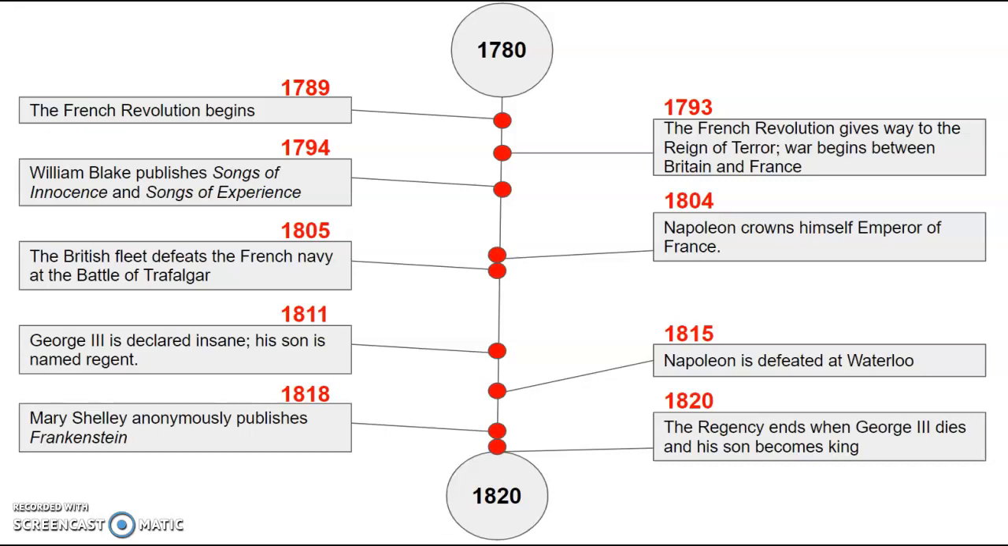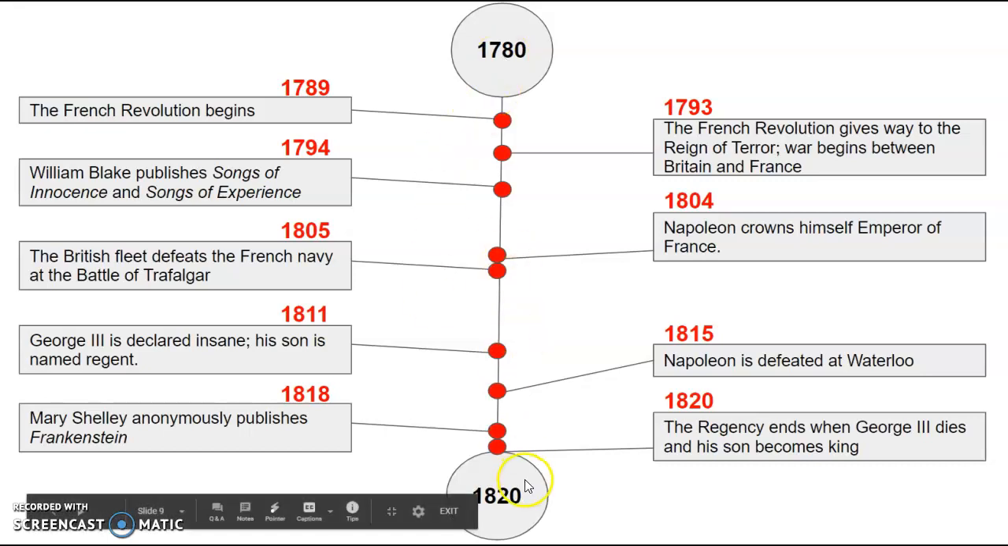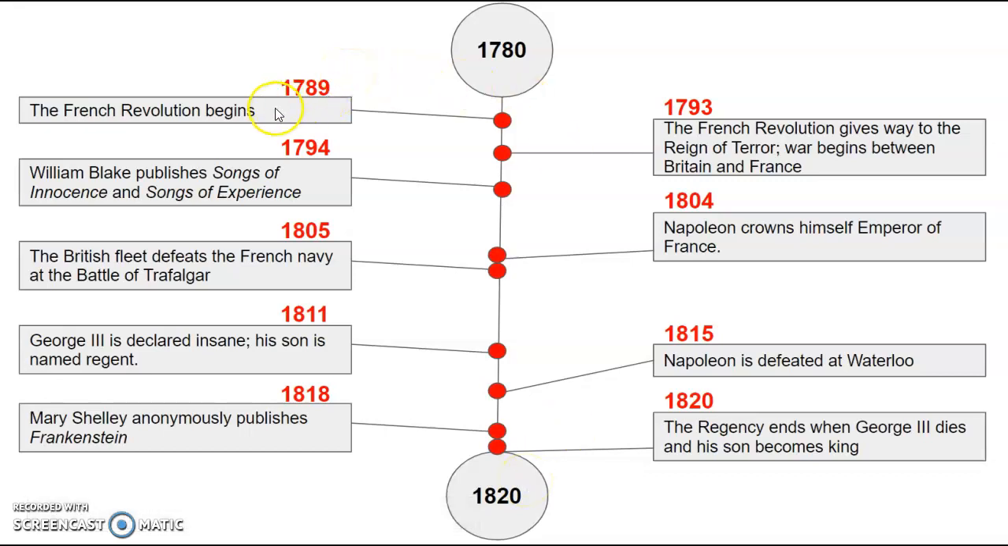So let's take a peek at the timeline from 1780 to 1820 for those who prefer the visual. In 1789, the French Revolution begins. 1793, the French Revolution gives way to the Reign of Terror and war begins between Britain and France. 1794, William Blake publishes Songs of Innocence and Songs of Experience. 1804, Napoleon crowns himself Emperor of France. 1805, the British fleet defeats the French Navy at the Battle of Trafalgar.